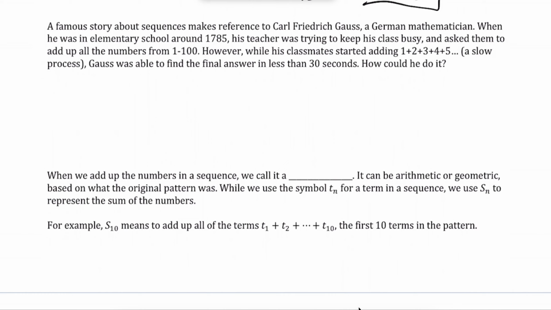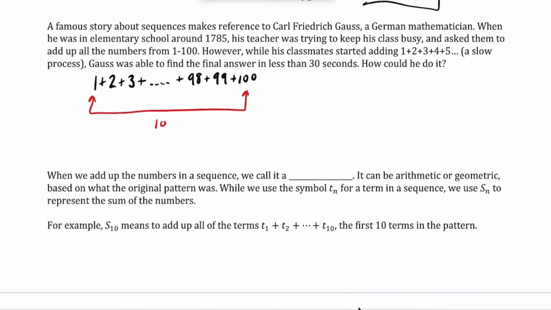There's lots of different ways that someone can approach this, but I think the way that's most straightforward and most applicable is to not add in order, but instead to think about the beginning and the end. So if I've added up all these numbers between 1 and 100, ultimately I'm going to do 1 plus 100, which is 101. And I'm going to do 2 plus 99, which is also 101. And I'm going to do 3 plus 98, which is also 101. And I'm going to end up adding 101 over and over and over again 50 times.